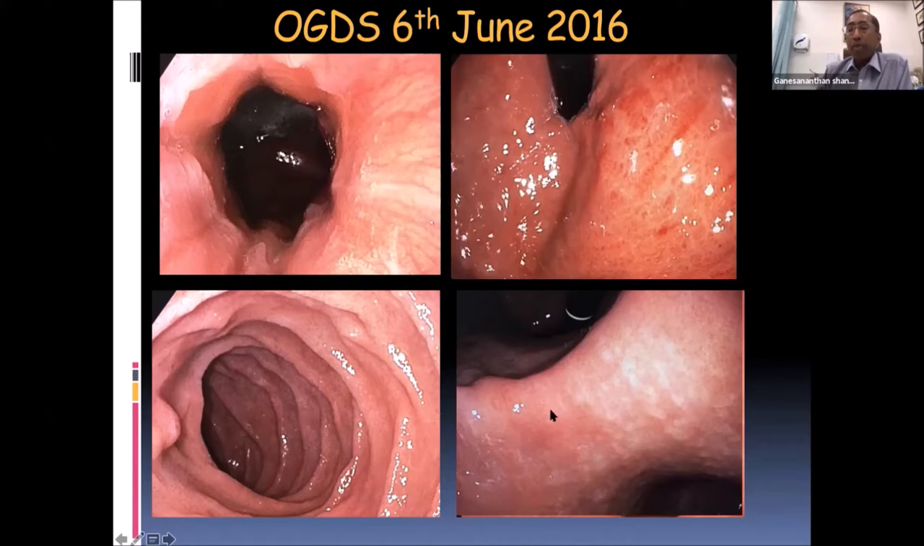And if you look at the bottom here, this is actually in the incisura. You can see erythema with areas of atrophy. It's a classical feature of Helicobacter pylori. This is the duodenum, and I can see the papilla here, and the papilla looks normal.